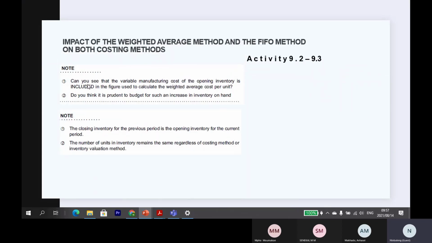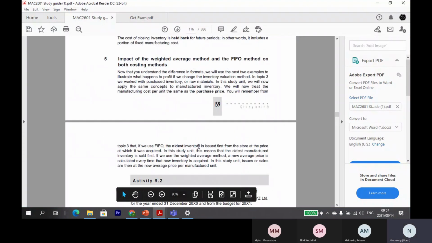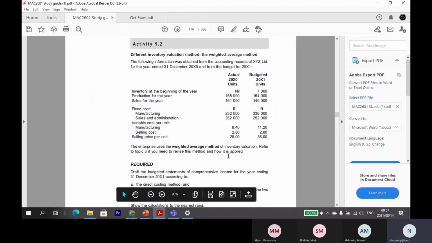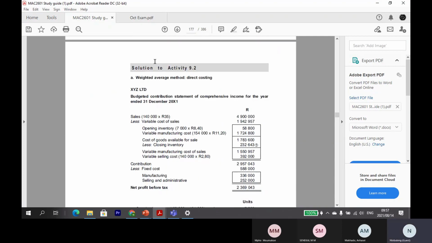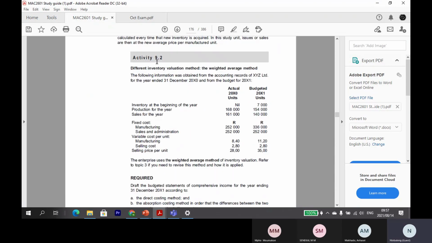All right, so here it says that we must look at activity 9.2, so we can see the impact of these two methods on the costing methods. Okay, let's go there. We can look at activity 9.2 together, just to save time. Then you'll do activity 9.3.